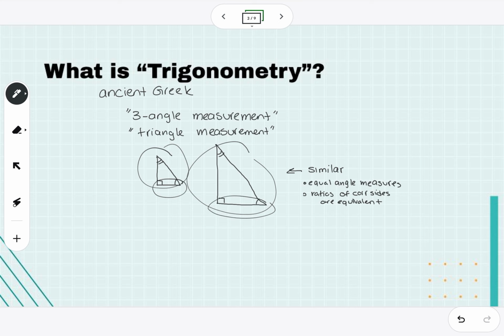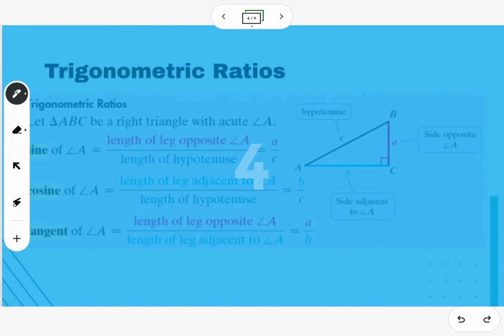Okay, so what trig ratios are is basically this. Just the ratios between sides for similar figures. We know anytime you're dealing with a triangle that has these particular angles, these ratios are going to hold true. And we have special names for some of these ratios, which we'll get into on the next slide.